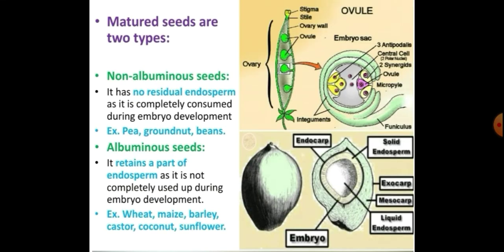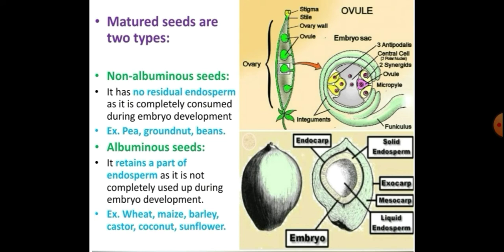Then mature seeds are generally of two types. After maturation, that is after fertilization, when the ovule converts itself into a seed, you generally have two types of seeds. One is the non-albuminous seed and another one is the albuminous seed. So what is this non-albuminous seed? Here no residual endosperm remains at all.